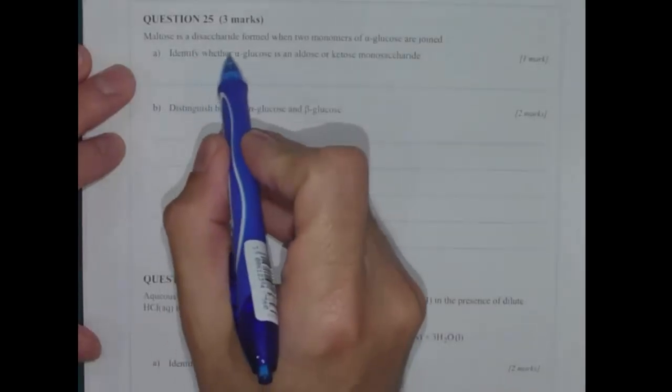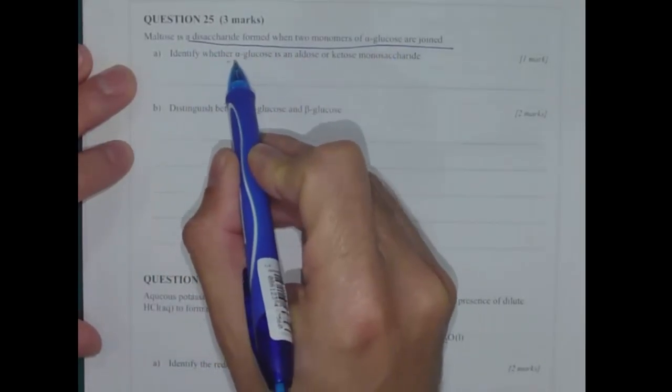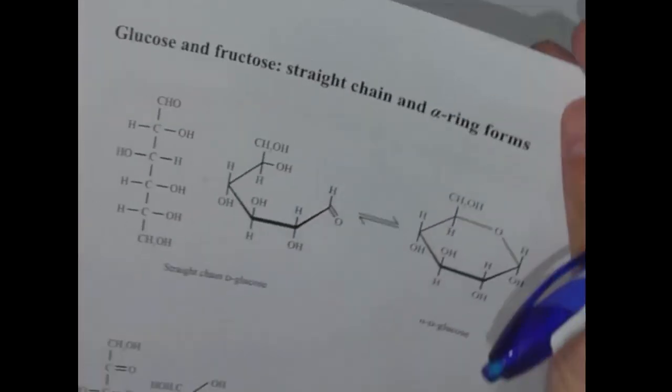Question 25. Can I do organic chemistry without having seen it for a year? That's the big question. Disaccharide. Identify whether alpha glucose is aldose or ketose. They should cut back on the organic, not because I'm happy that they've removed it. They shouldn't have removed it, but they have, so there's no point writing in there for these exams, is there?